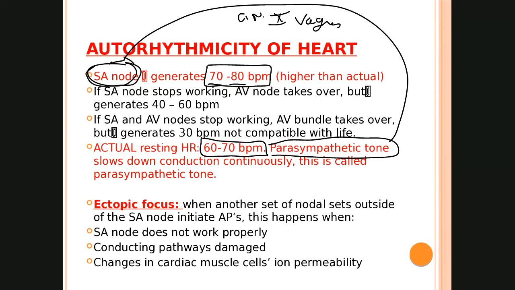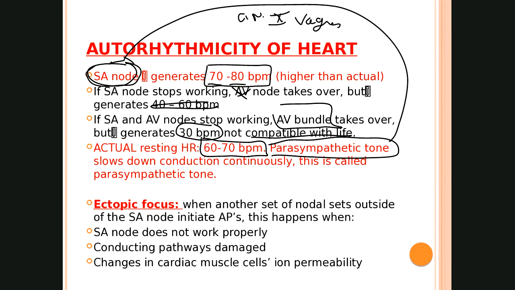It is worth noting that if something were to happen to the SA node and it stopped working, now the AV node will take over. And the AV node, however, has a slower rate of contraction. It contracts at 40 to 60 beats per minute. If the AV node stops working, now the AV bundle will try to take over. However, its beats per minute will be about 30 to 40 beats per minute, which is not compatible with life.